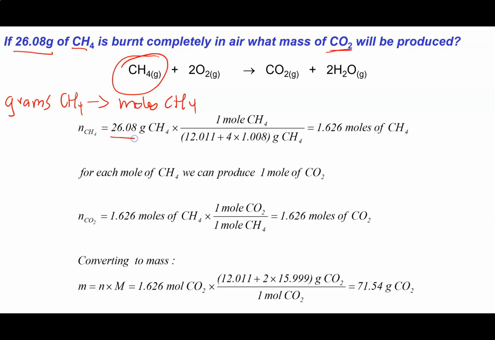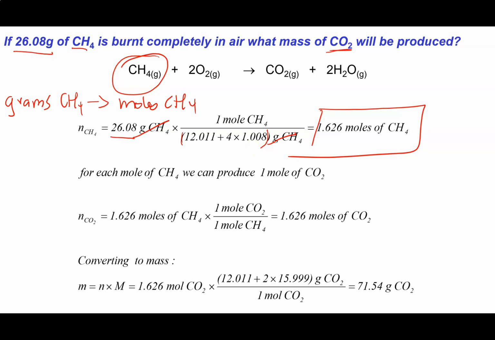So 26.08 grams of methane times 1 mole of methane, and in here I'm just calculating a molar mass, comes out to be 16.05. So 26.08 times 1 on 16.05, you can see grams of methane cancels, and it leaves me with moles of methane.